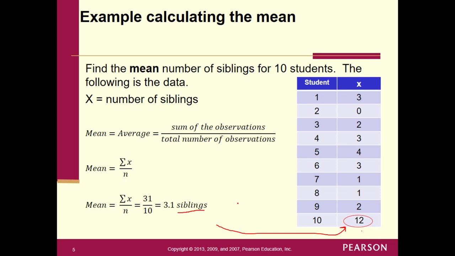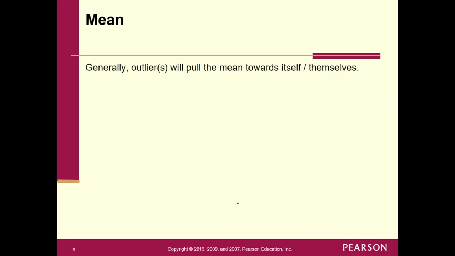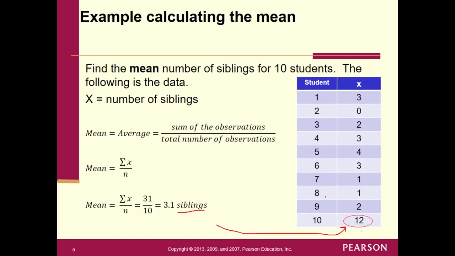But how is the outlier affecting the mean? Well, generally speaking, outliers will pull the mean towards themselves. So let's go back to the data here for a second. If you looked at the first 9 observations here, I don't think anybody would have said the average is going to turn out to be 3.1. I don't think that makes sense, because remember, the mean should be the balancing point between these numbers. So what did this 12 do to the mean? It made it larger than what we expected it to be.